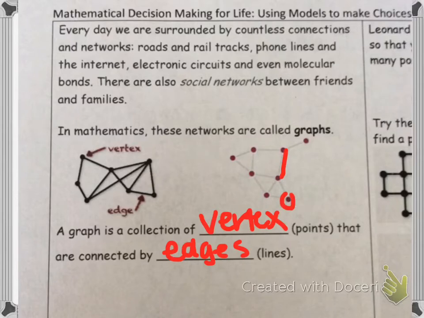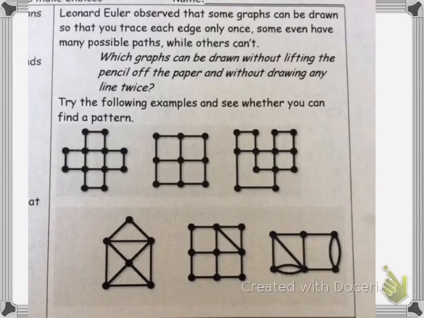there. Okay, so Leonard Euler observed that some graphs can be drawn so that you can trace each edge only once. Some even have many possible paths, while others you can't trace at all. Which graphs can be drawn without lifting the pencil off the paper and without drawing any line twice? Try the following examples and see whether or not you can find a pattern.